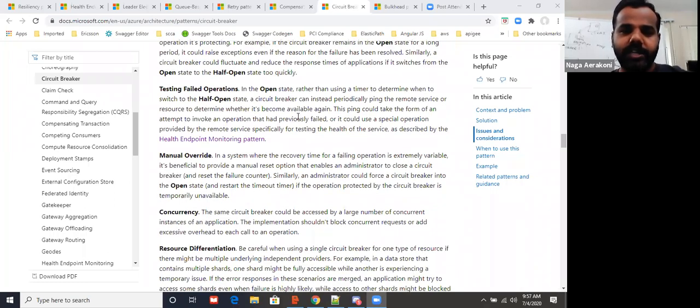There are some other considerations again, like you can have a periodic ping to the remote service to see whether it's going to become available again. That ping can help to switch to half open state. That can be one consideration instead of just having a timeout.